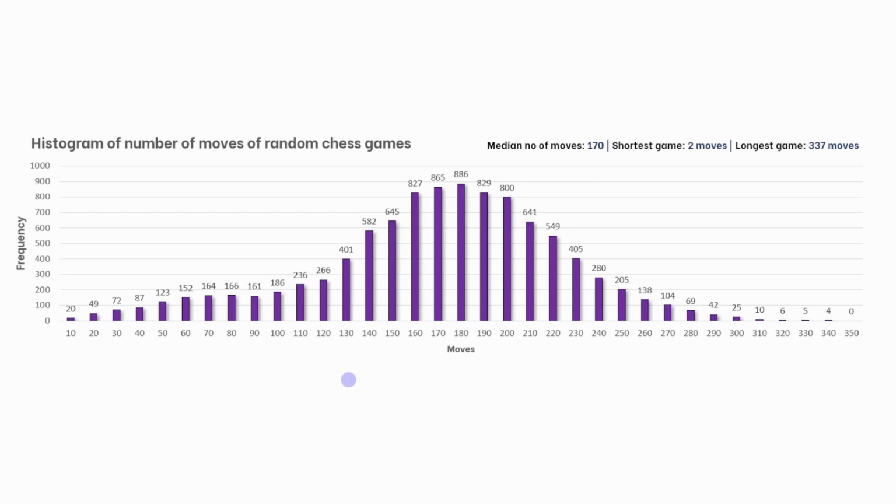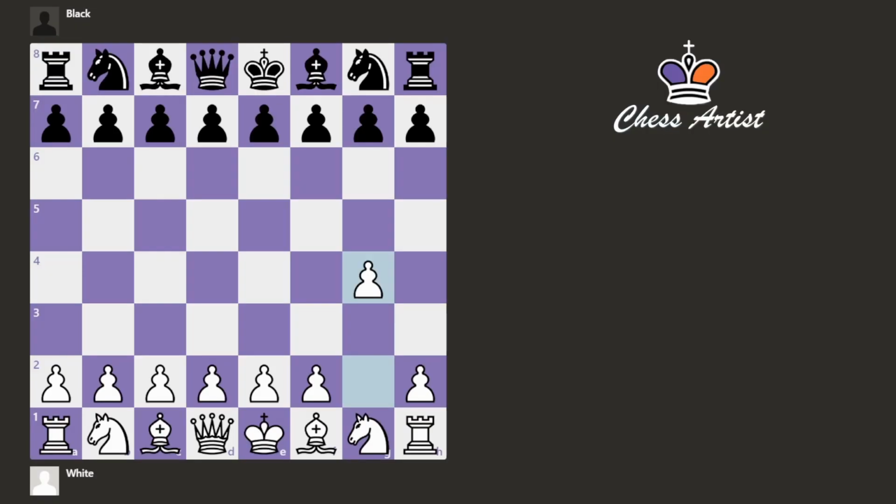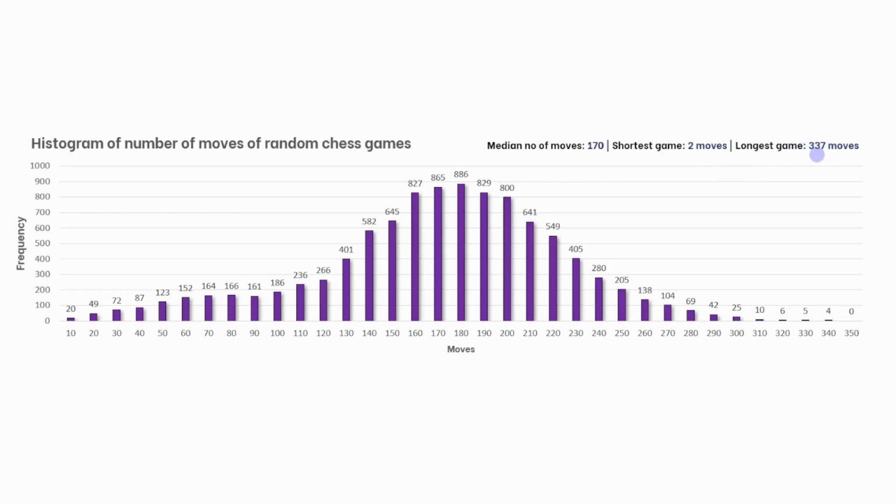The shortest game I got was just 2 moves. That was of course the Scholar's Mate, but with black winning this game. And the longest game was 337 moves. Of course I'm not gonna show this game, it's just too long. But I have the PGN of it in the description if you want to check it out.